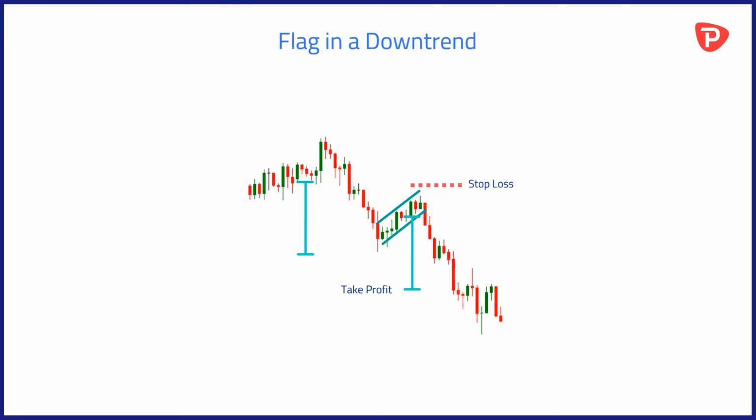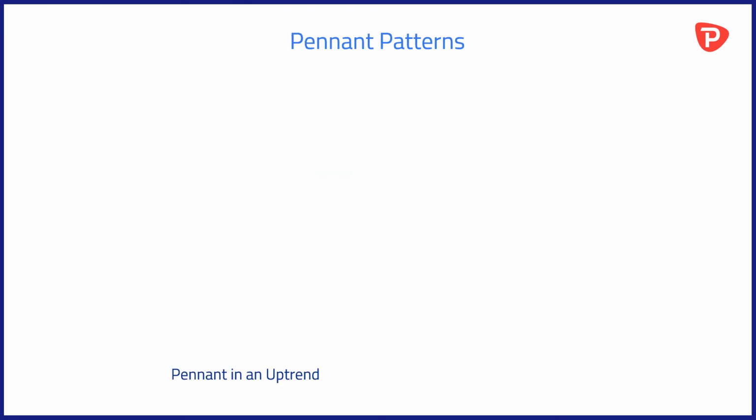Now let's take a look at pennant patterns. Pennant formations are similar to flags, except that the sloping lines intersect as the price range narrows through the consolidation period. The example we see here on the left is a pennant in an uptrend, sitting above what looks like a pole. This is generally associated with a strong move up in the space of 1 or 2 candles.